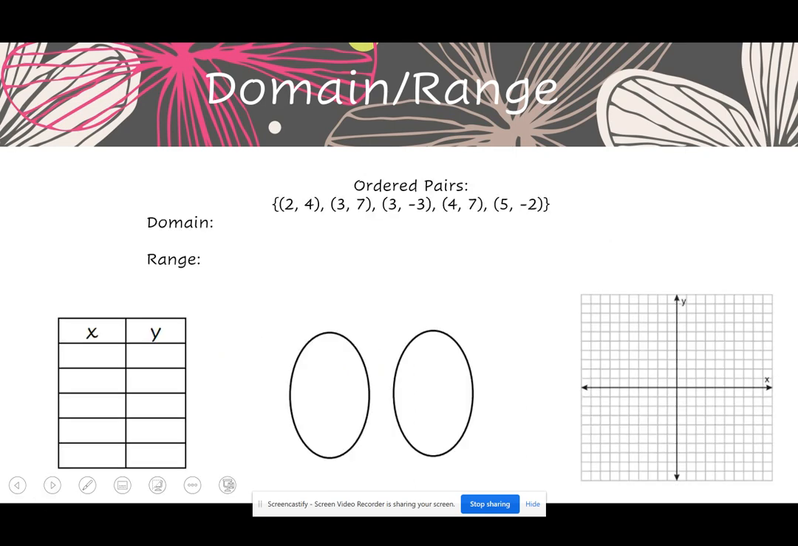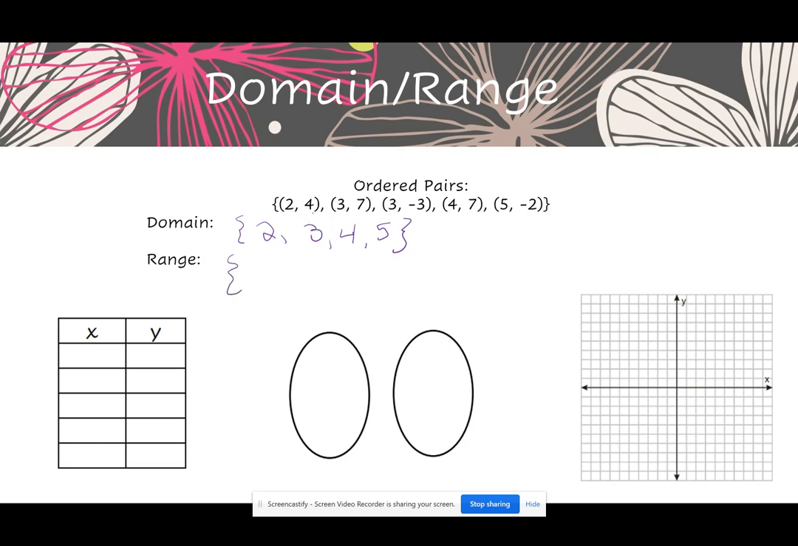So if we see this set of ordered pairs, or this relation, for our domain we're going to write these little brackets and list out every x value that is here. So we have 2, 3, this 3 repeats again so you only need to write it once, 4 and 5 is your domain. You're just listing out every single one of these first coordinates.